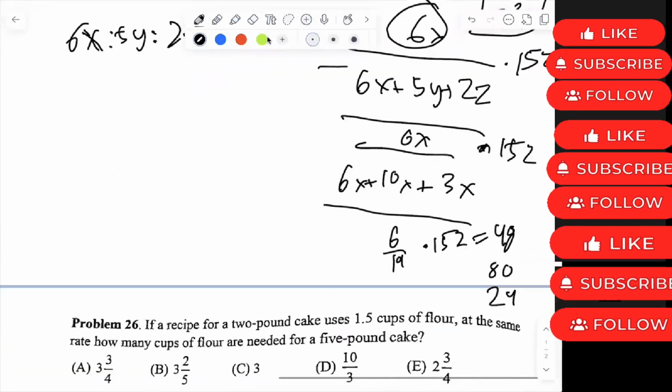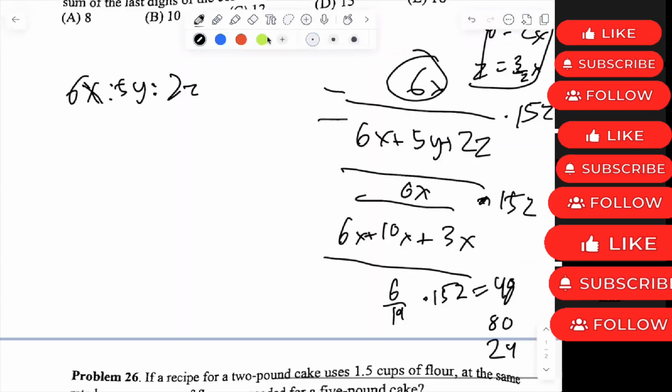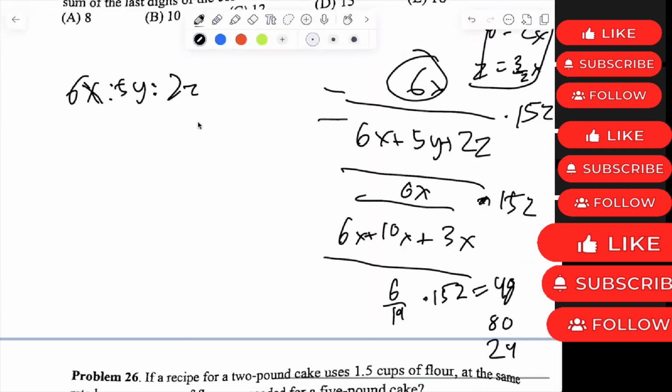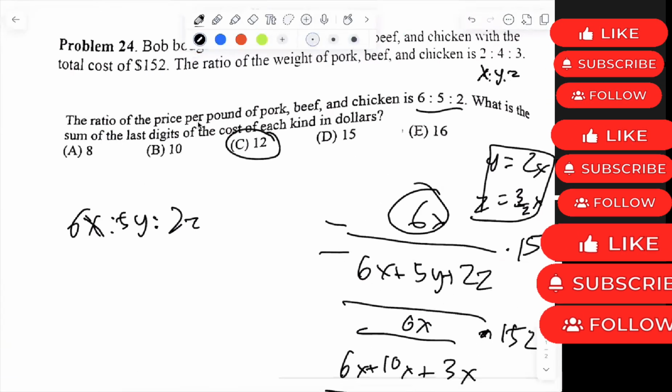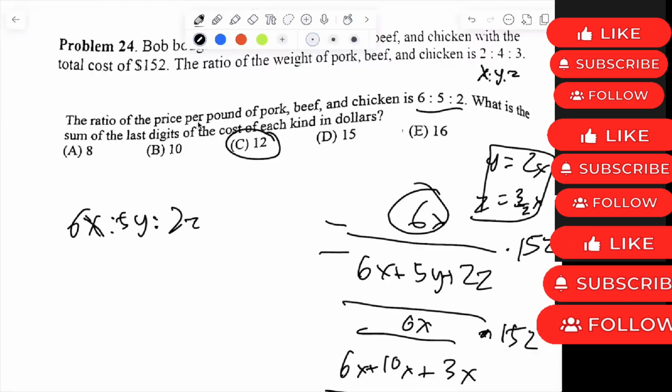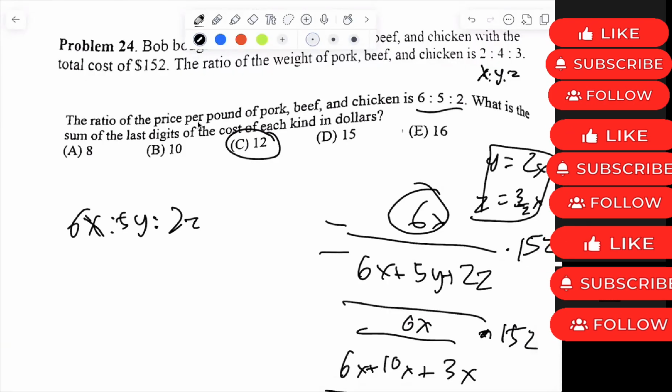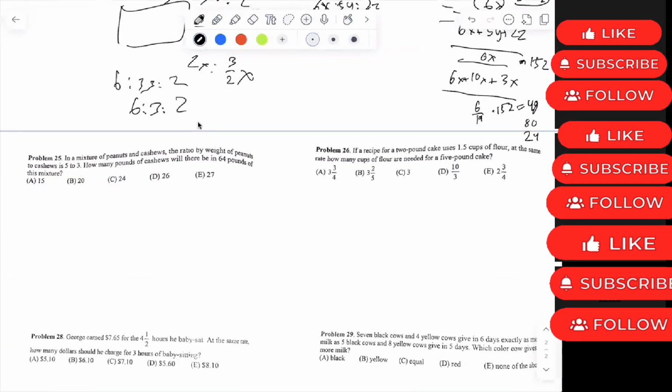Now I want to find the sum of the last digits. That's going to be 8 plus 4, or 12. Yeah, it's going to be 12. Right? That's the sum of the last digits. So it's just going to be C. Alright? Now let's move on to problem 25.